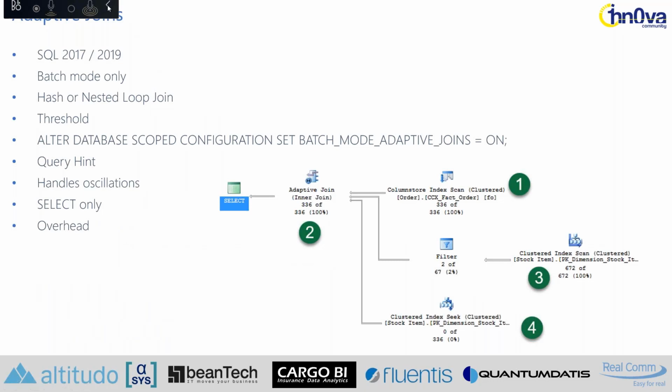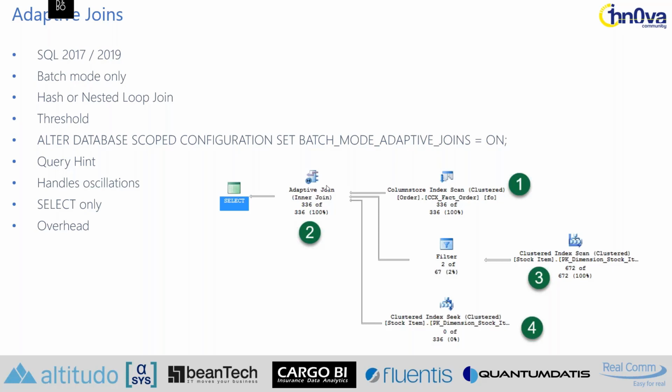Let's talk now about adaptive joins. They are available in SQL Server 2017 and 2019 in batch mode only. Basically, SQL Server, as you can see in this picture on the slide, chooses at runtime whether to execute the adaptive join operator as a nested loop or a hash match. For this to be possible, the inner table coming into the adaptive join operator has to be accessed by a column store index.